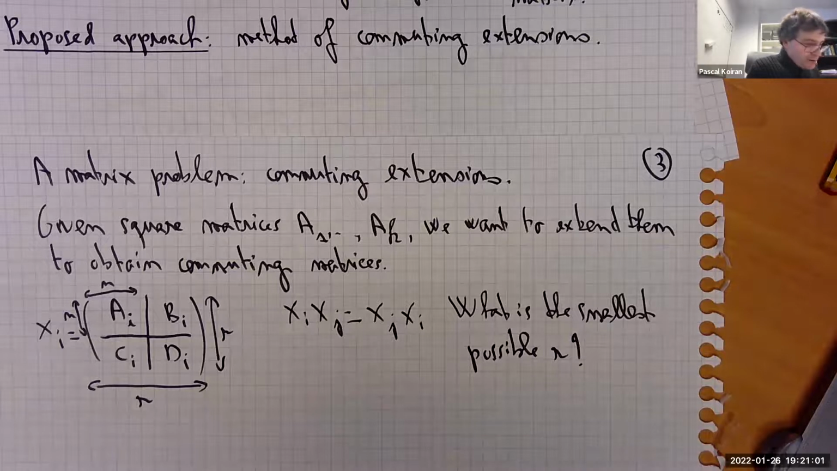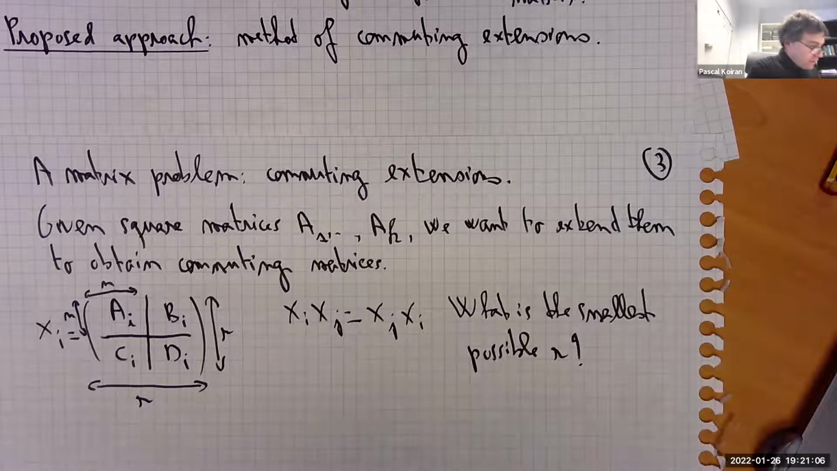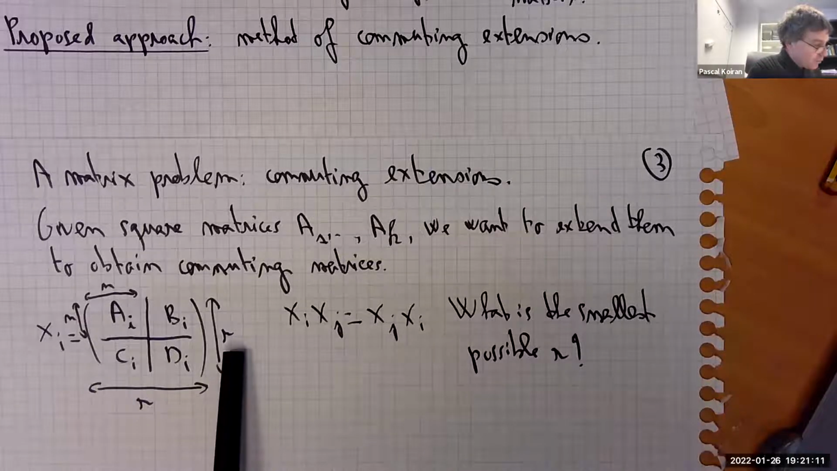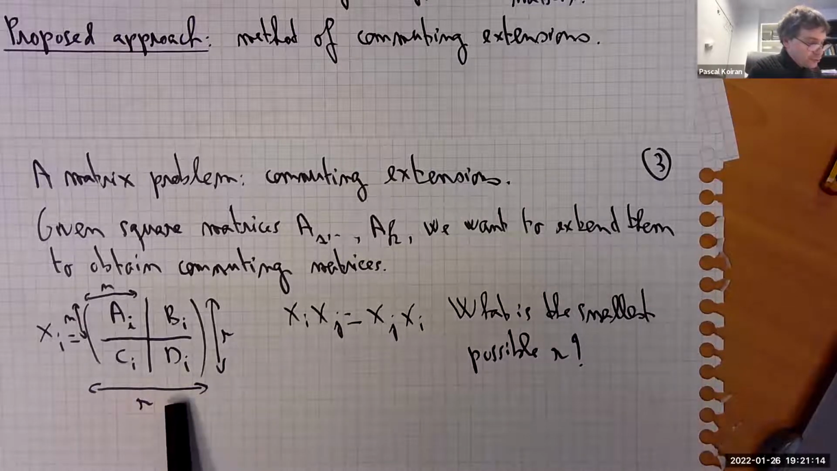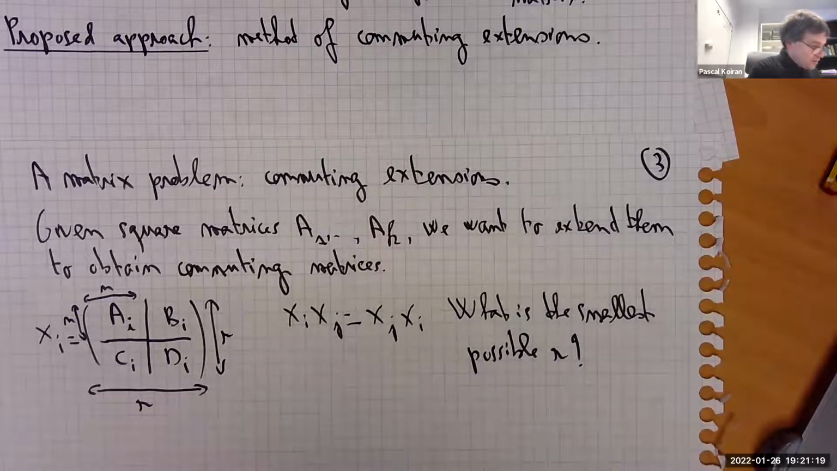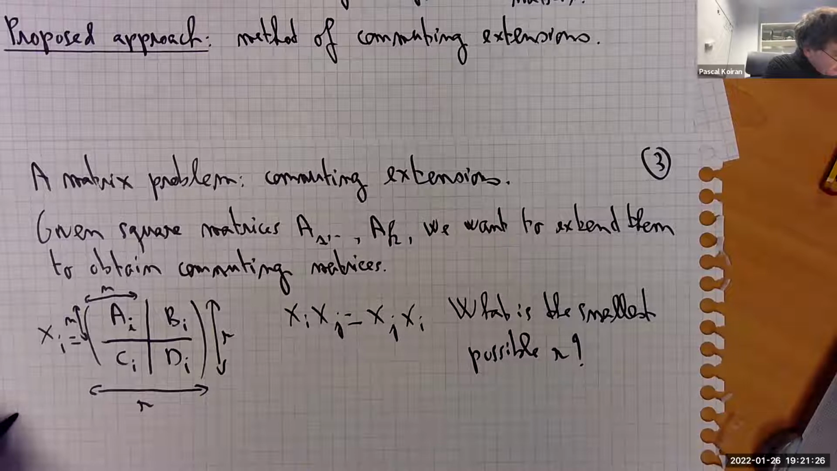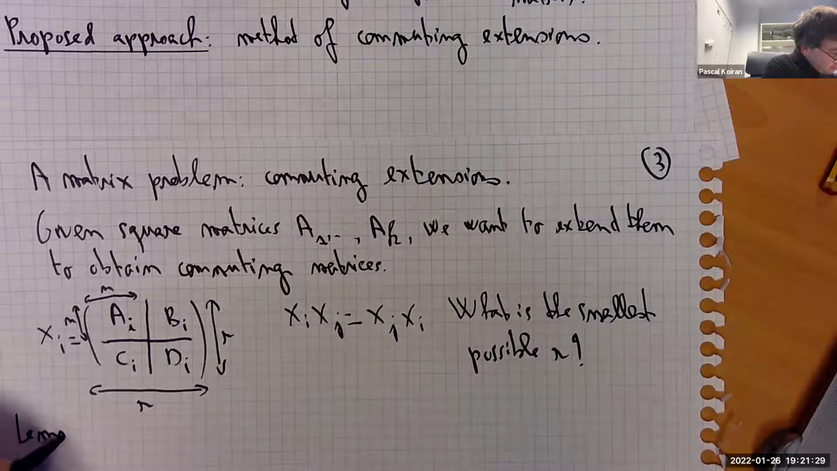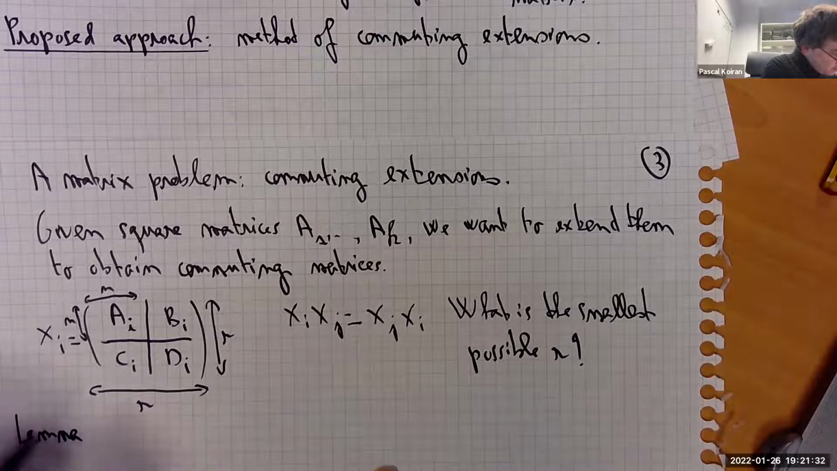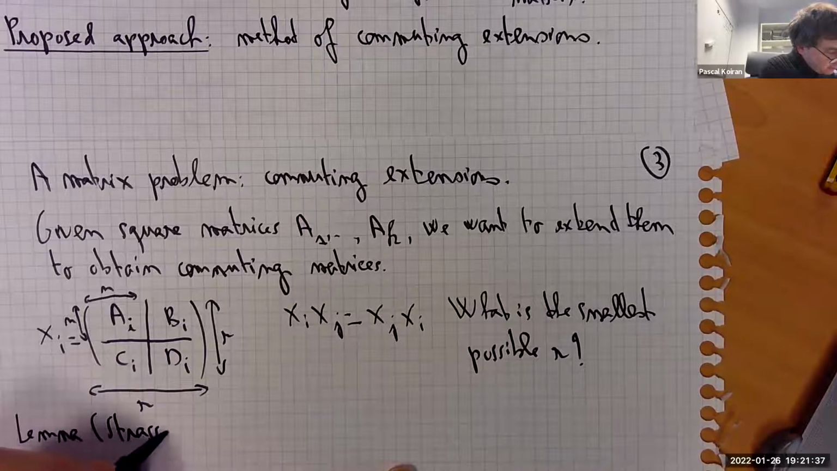Okay, so it looks like a natural matrix problem, and one can try to prove lower bounds on R, the smallest possible R, and also one can try explicit constructions. So let's see what is known on both fronts. I'll start with lower bounds. And this one goes back to Strassen, 1983.